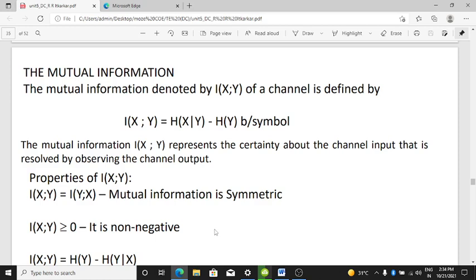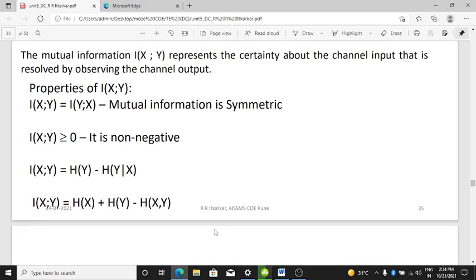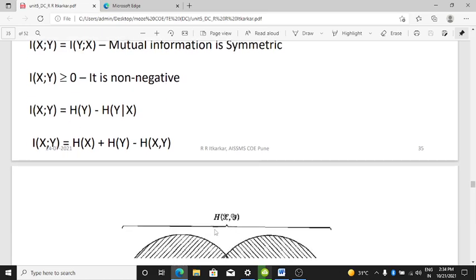I of x,y is equal to I of y,x. Mutual information is symmetric. I of x,y is greater than or equal to 0, that is, it is non-negative. I of x,y is equal to H of y minus H of y given x. I of x,y is equal to H of x plus H of y minus H of x,y.